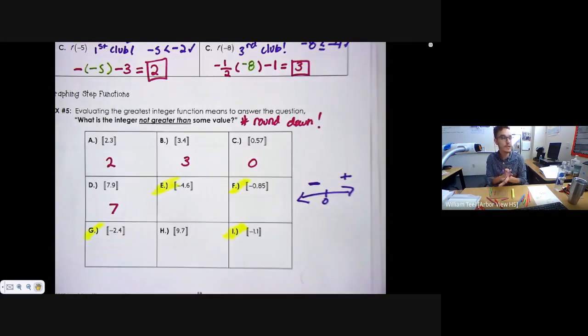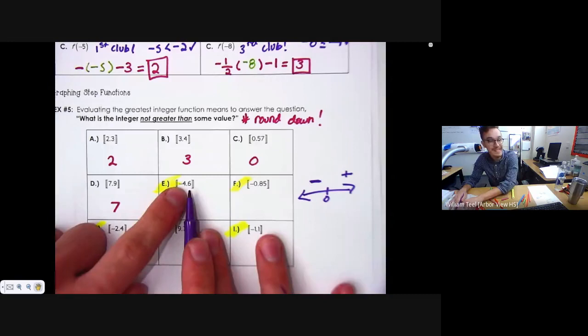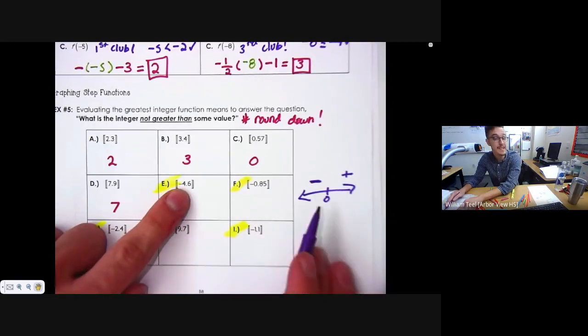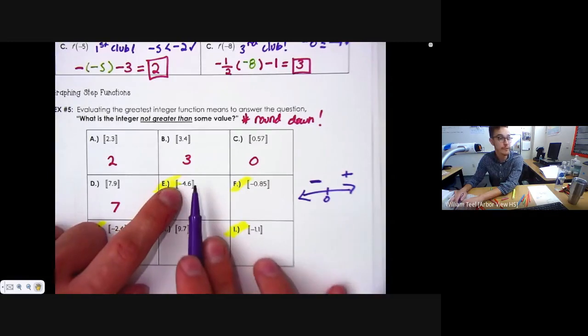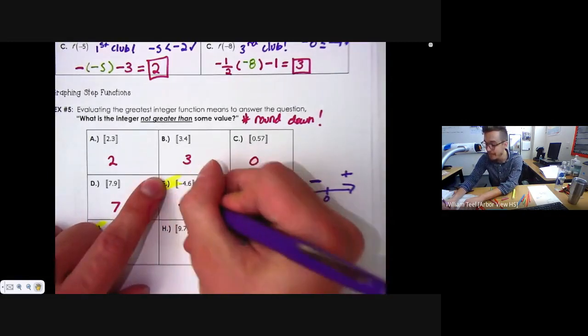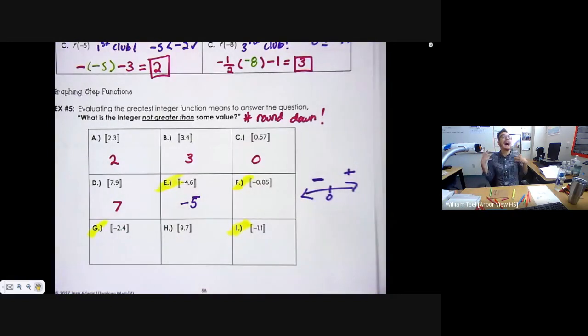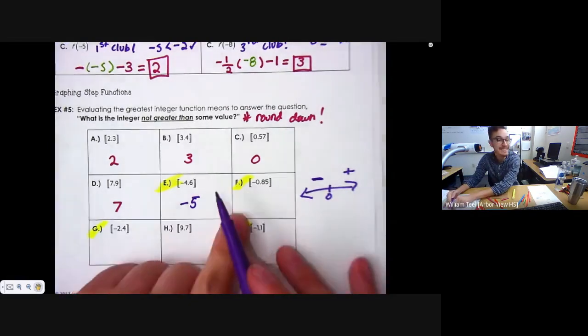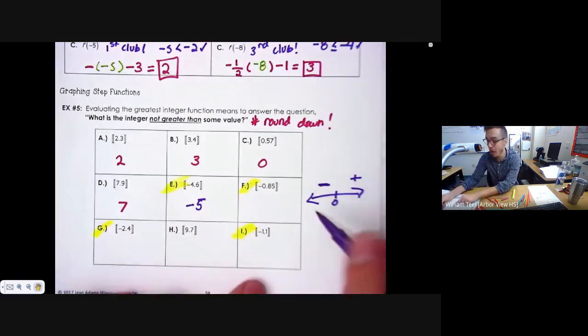So if we are looking at the integer that is not greater than negative 4.6, which means it has to be to the left-hand side on the number line, that means we are going to have to round this down to negative 5. Now you're like, what? I thought that we had to round it to negative 4.